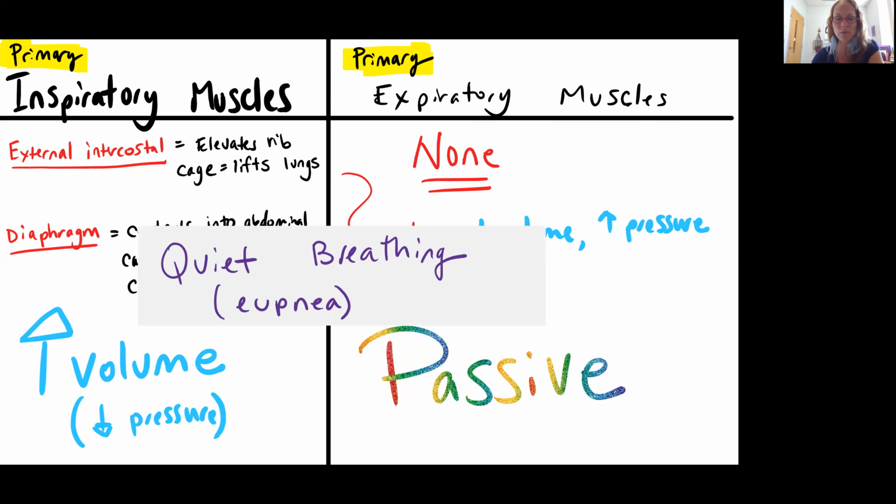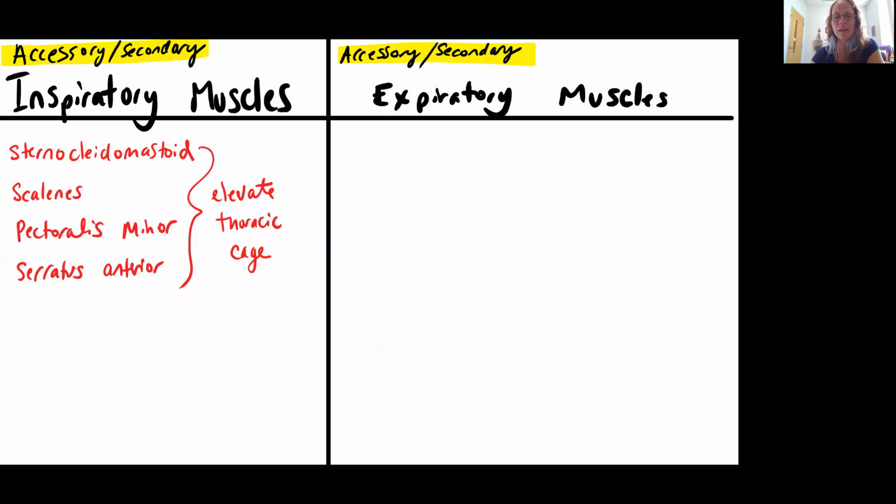So let's go back to this view here. You're at rest. You're breathing without a lot of thought, although we're talking about it, so you're thinking about it more, right? So just your quiet, regular breathing. When we're talking about accessory and secondary muscles, we're talking about where we're doing much more than those quiet inhales and quiet exhales. So now we need to recruit more muscles, but the principles are the same.